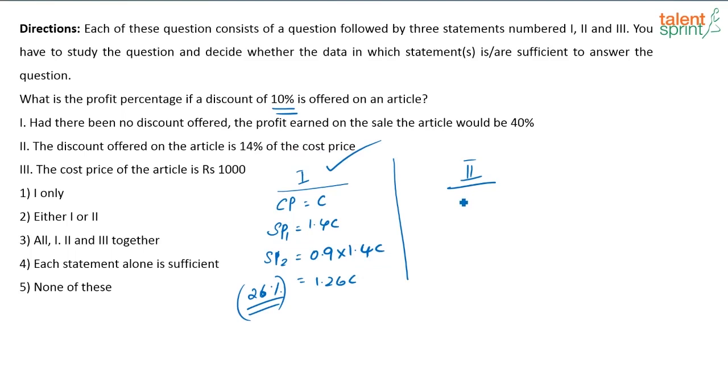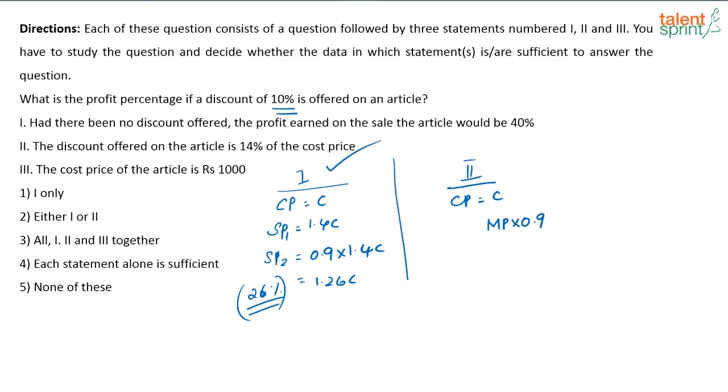So if I say the cost price of the article is C, now what is the profit percentage if a discount of 10% is offered on an article, right? See, whatever is the marked price, what are we doing? We are selling it for 0.9 times of the marked price, correct? That is what has happened. 10% discount, always discount is given on the marked price. Now what are they saying?